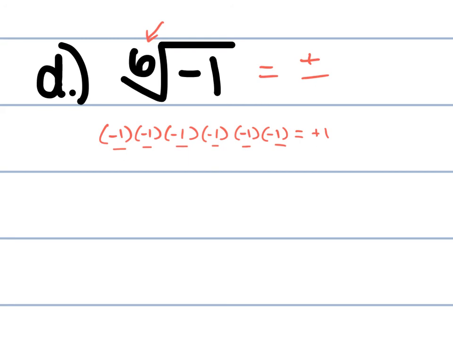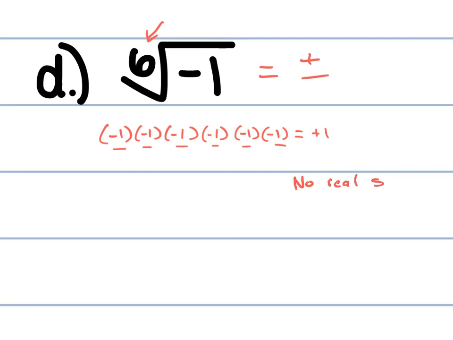But this goes back to something we said earlier. There are even numbers, plus and minus, so we would need both the plus and minus, but what number times itself 6 times will give me negative 1? There is no number. Remember when we said it has an even root? Any even root, if we have a negative number under there, it's no real solutions. There's no real number that will do that.